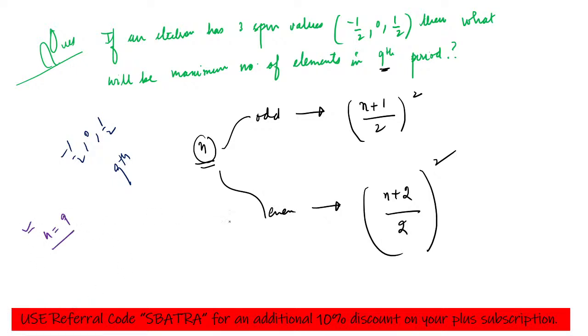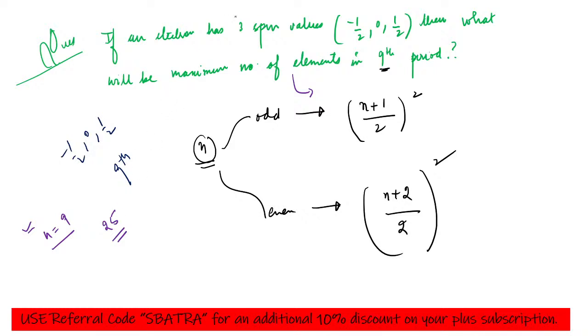Okay, this is your odd number, so which formula do we have to apply? We have to use this formula. 9 plus 1 is 10, 10 divided by 2 is 5. 5 squared is 25, so basically we have 25 subshells.